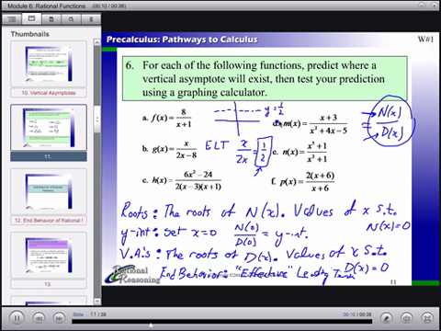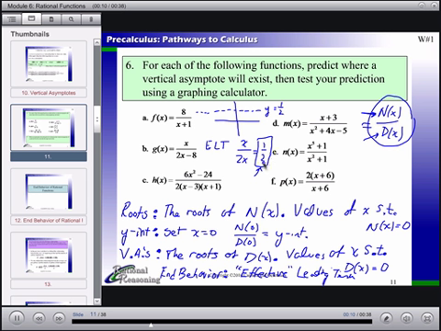As x gets very, very large positive, the graph will get very, very close to y equals 1/2, because that's our effective leading term, 1/2. As x gets very, very large negative, likewise, the graph will get very, very close to 1/2.